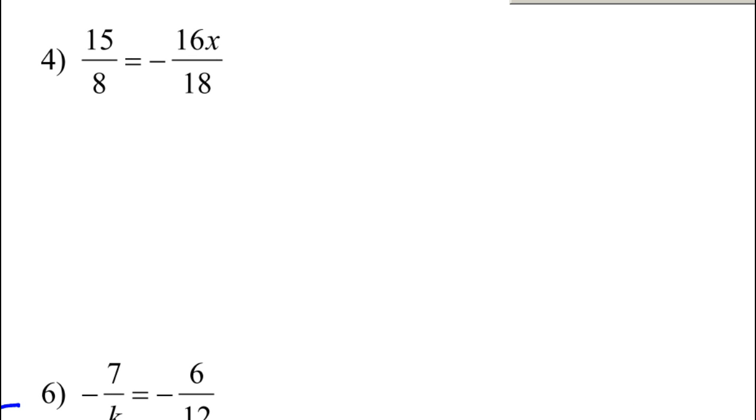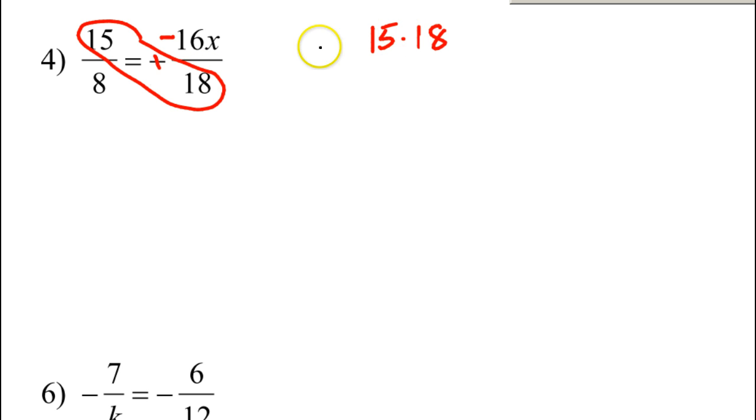I want to remind you of the shortcut we did yesterday. So first step on 4 is noticing that this is a negative down here. Let's move that negative to the top. Make it a negative 16x. So I have 15 times 8. And I have negative 16x times 8, and those are equal to one another.